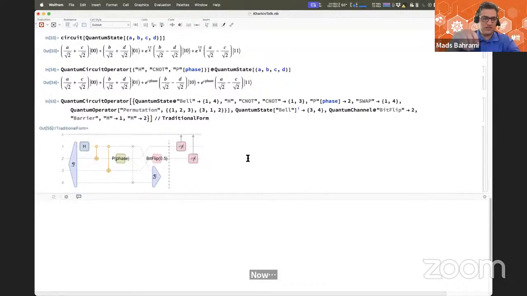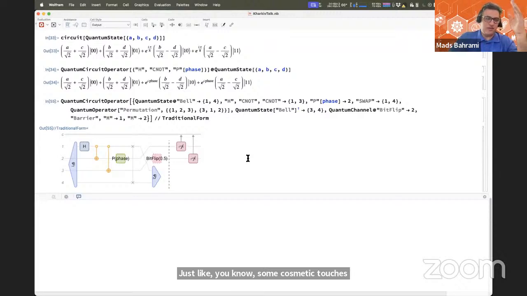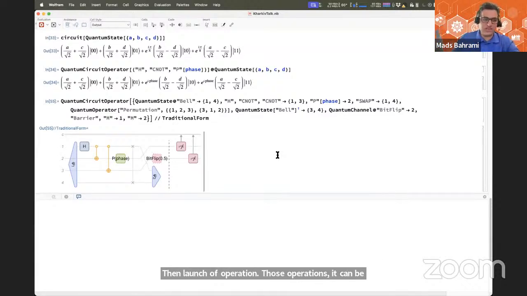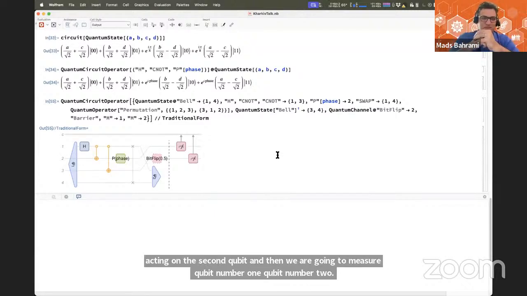So you see here, we are starting from a Bell state for qubit number 1 and number 4. Then qubits 2 and 3 are automatically registered in state 0. Then a bunch of operations, which can be anything. Then we project qubit number 3 and number 4 into a Bell state. And then a bit flip, which is a quantum channel, is acting on the second qubit. And then we are going to measure qubit number 1 and qubit number 2. Of course, it's a fancy computation.